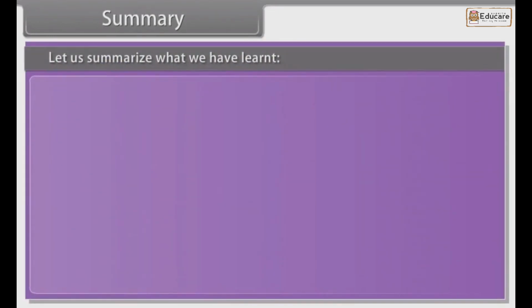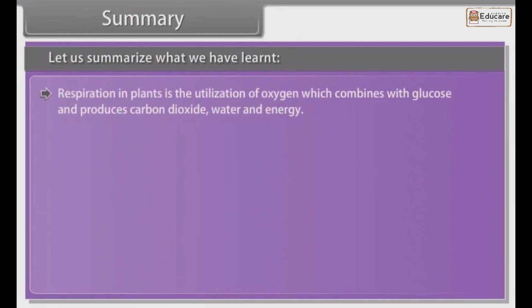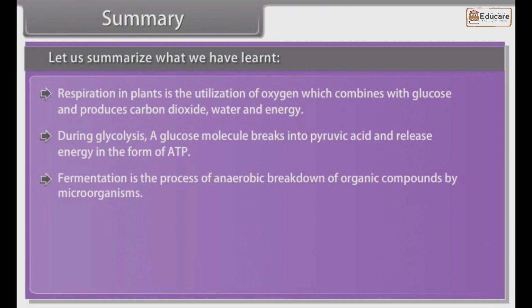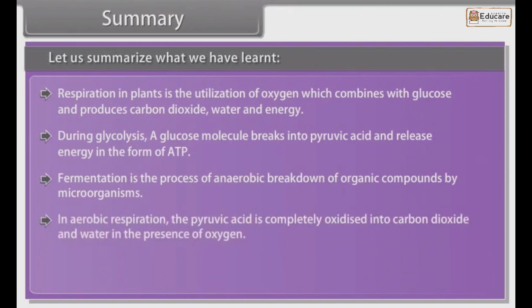Summary. Let us summarize what we have learned. Respiration in plants is the utilization of oxygen, which combines with glucose and produces carbon dioxide, water, and energy. During glycolysis, a glucose molecule breaks into pyruvic acid and releases energy in the form of ATP. Fermentation is the process of anaerobic breakdown of organic compounds by microorganisms. In aerobic respiration, the pyruvic acid is completely oxidized into carbon dioxide and water in the presence of oxygen.